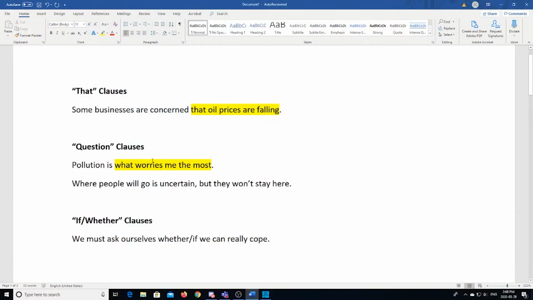So pollution is what worries me the most. Our question is, what worries you the most? Our answer is pollution, right? So this acts as the object of our sentence.